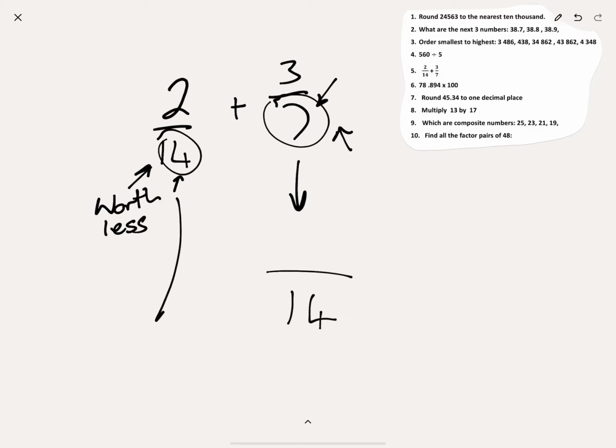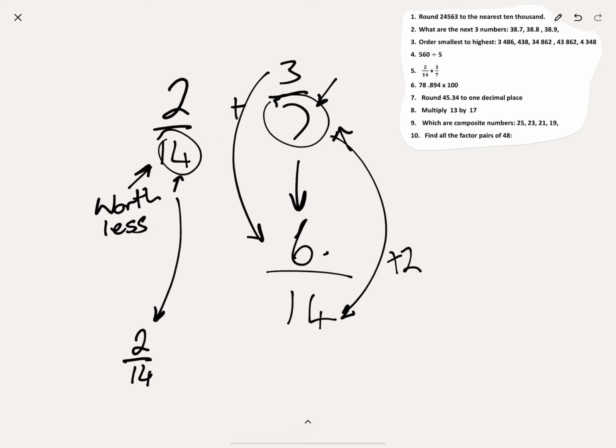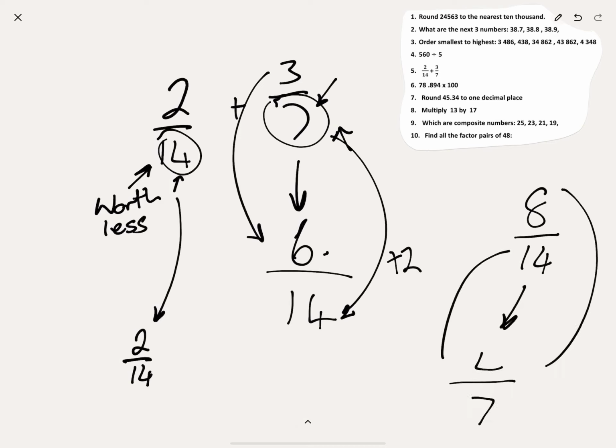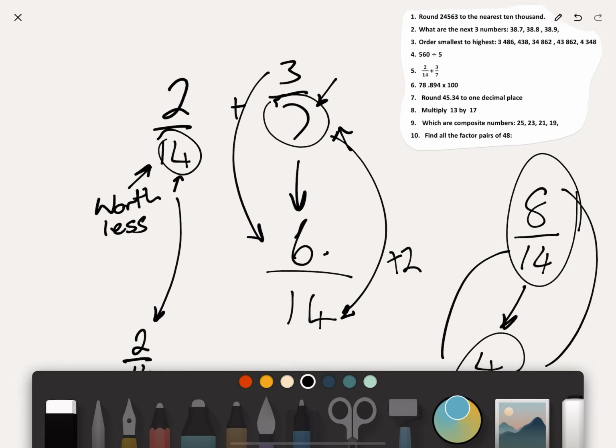So this one can just stay the same. It's 2 over 14. 7 times 2 is 14. So 3 times 2 is 6. And then what do I need to do? Add them. 6 and 2 is 8 over 14. Or converting it back to sevenths, divide them both by 2 is 4 sevenths. Either of those would be correct. 8 14ths or 4 sevenths.